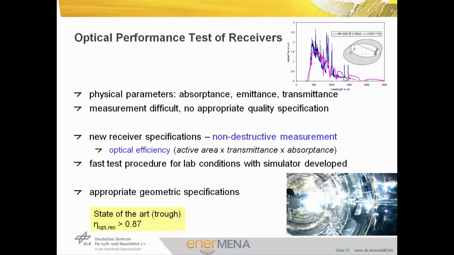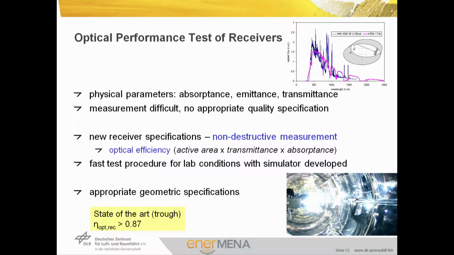We have measurement methods to determine optical performance of the receivers. Physical parameters are absorptance, emittance, transmittance. Their measurement, however, is difficult, and we don't have appropriate quality specifications. Newest receiver specifications do not require destructive measurement in order to measure optical efficiency, but with a sun simulator, we have a fast test procedure under lab conditions and with appropriate geometric specifications.